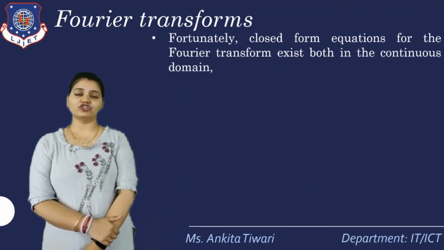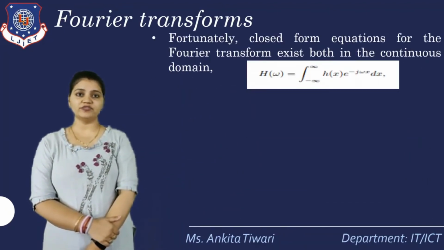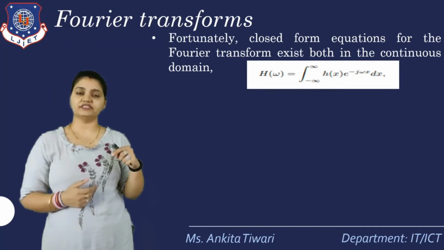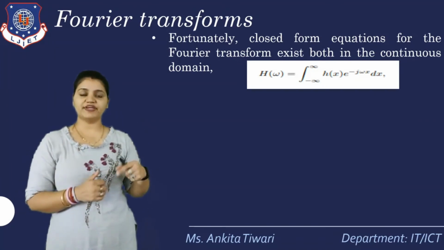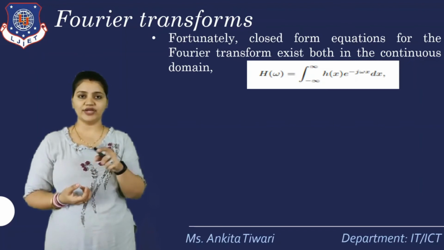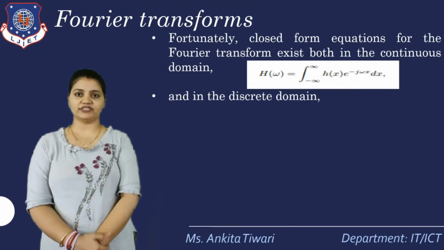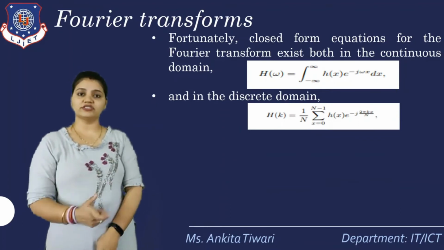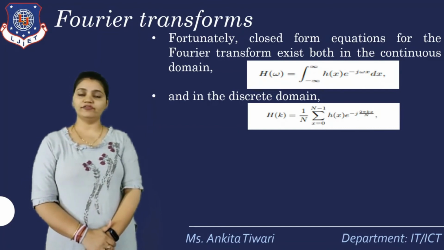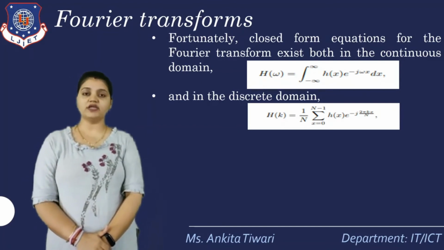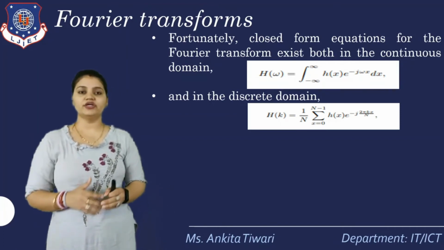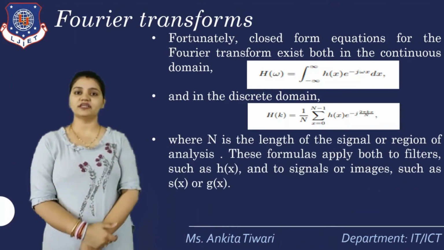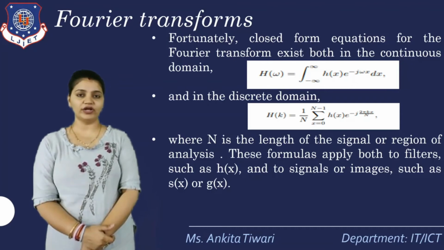Fortunately, closed form equations for the Fourier transform exist both in the continuous domain, so we get the general formula h of w equals the integral from minus infinity to infinity of h of x e raised to minus j w x dx, and in the discrete domain, where h of k, with k the constant for the discrete case, is equal to 1 by n times the sum from x equals 0 to n minus 1 of h of x e raised to minus j 2 pi k x divided by n, where n is the length of the signal or region of analysis. That is the formula we are using.